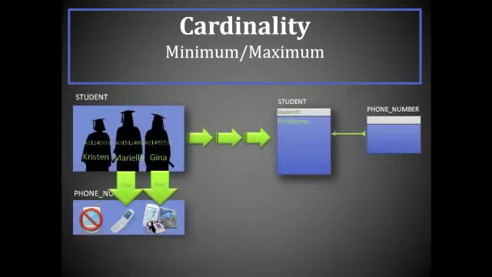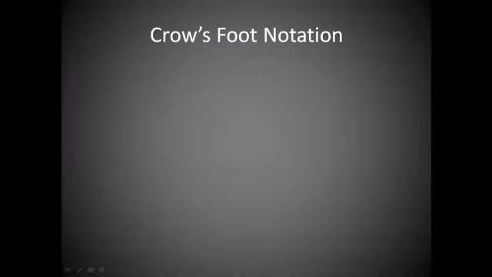Wait, so the types of cardinality are what? Minimum tells us the fewest number of rows we need for a relationship, and maximum tells us we cannot exceed a certain number of rows in our relationship. An easy way to represent cardinality on a diagram is through crow's foot notation. Crow's foot? You mean like the bird? It kind of looks like its foot, at least.